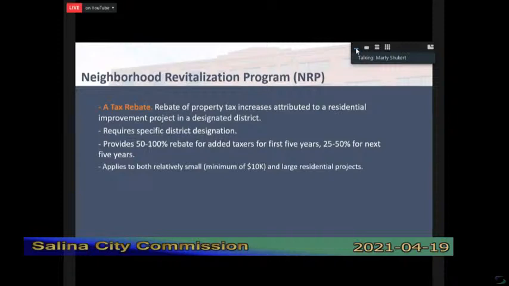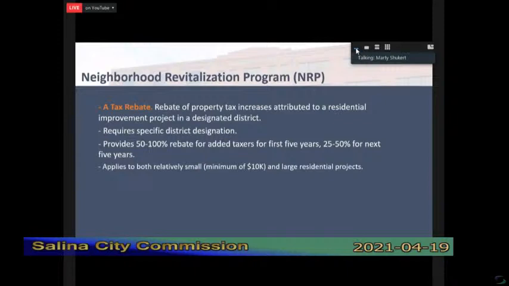So unlike the RHID, which is front-end financing, the rebate is back-end financing. I have to make the improvement, start paying taxes on it, and then I can get a certain amount of those taxes refunded to me for a period of time. They require specific district designation. I'm probably not telling you anything you don't already know. They provide a 50 to 100% rebate for the added taxes for the first 5 years of the rebate period, that then drops to between 25 and 50% for the next 5 years.